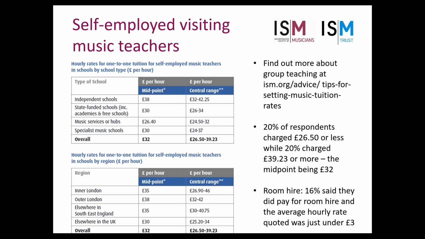As in previous years, the latest survey results indicate significant differences between fees paid in independent schools and in state-funded schools and by music services and hubs. Rates quoted for self-employed part-time teachers range from £10 to £70 per hour for one-to-one tuition, with an average of £32.87. The midpoint is £32. 20% of respondents charged £26.50 or less, while 20% charged £39.23 or more.